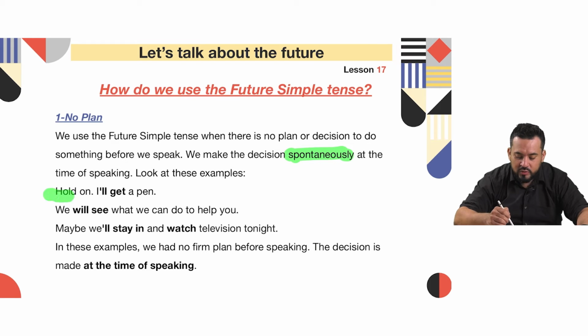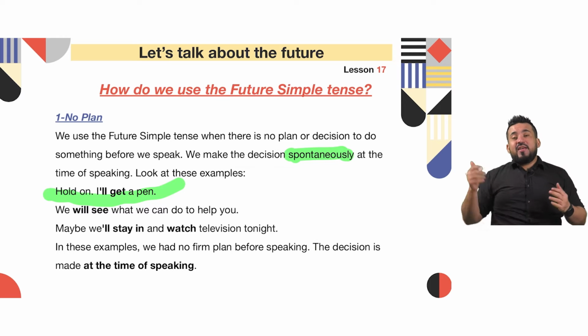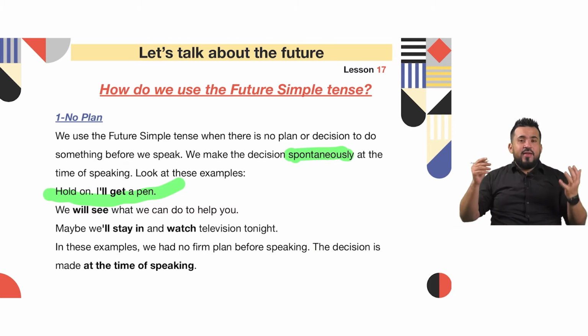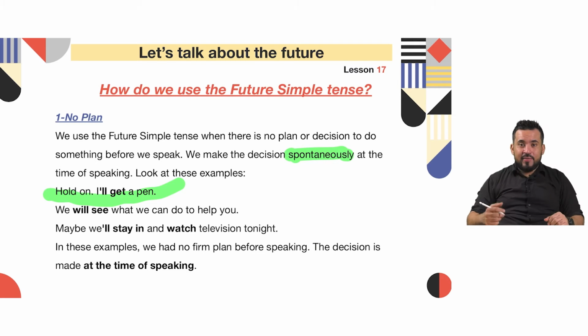For example, hold on, I'll get a pen. I didn't plan it. I didn't spend all day or all night last night thinking about when I will get a pen and how I will get a pen and which pen I'll get. I just made the choice right now. I said, hold on, let me get a pen. Or hold on, I'll get a pen.